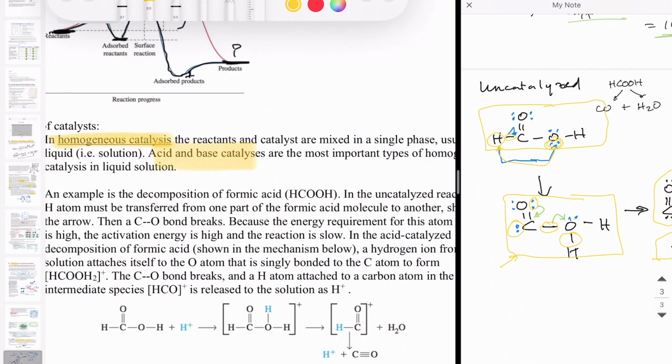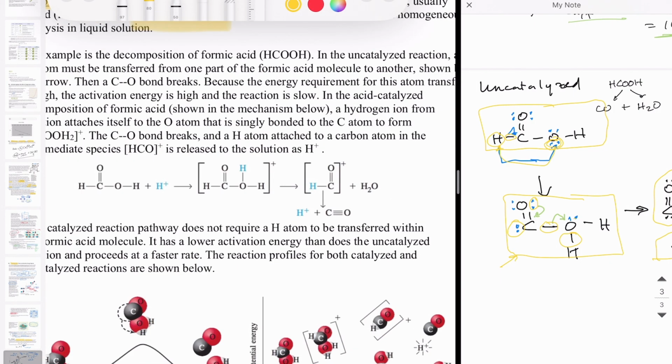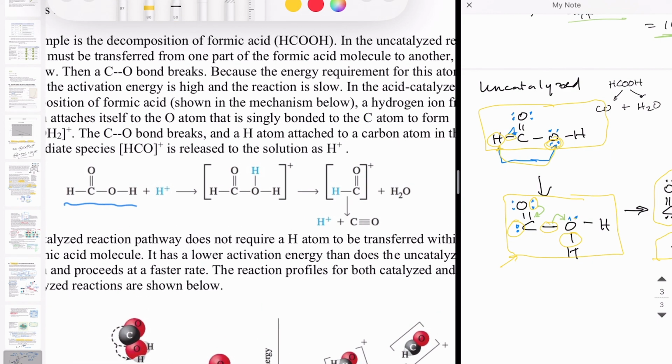happen. However, you can make it go faster using acid, which is a proton, as a helper. And it's shown here in the lecture notes. I still have my formic acid, but now I add an acid to the solution. Remember that the first step is the oxygen has to attract a proton. But now there is a proton that's positively charged floating around.